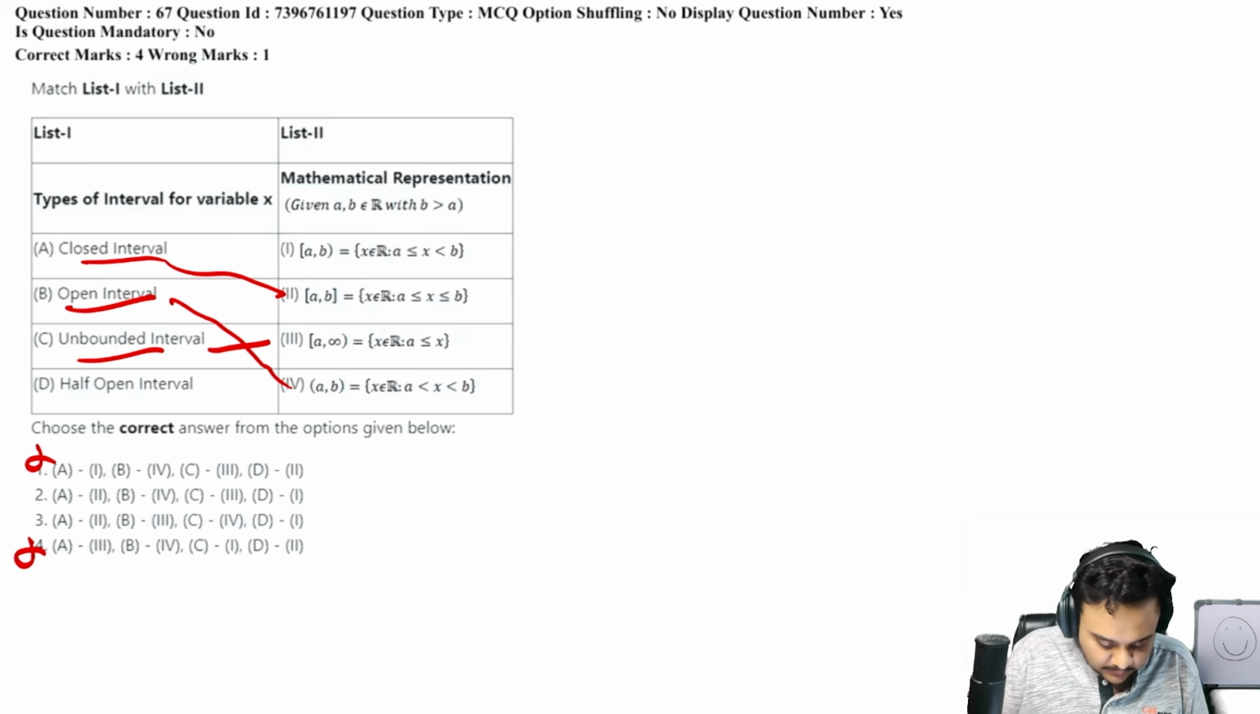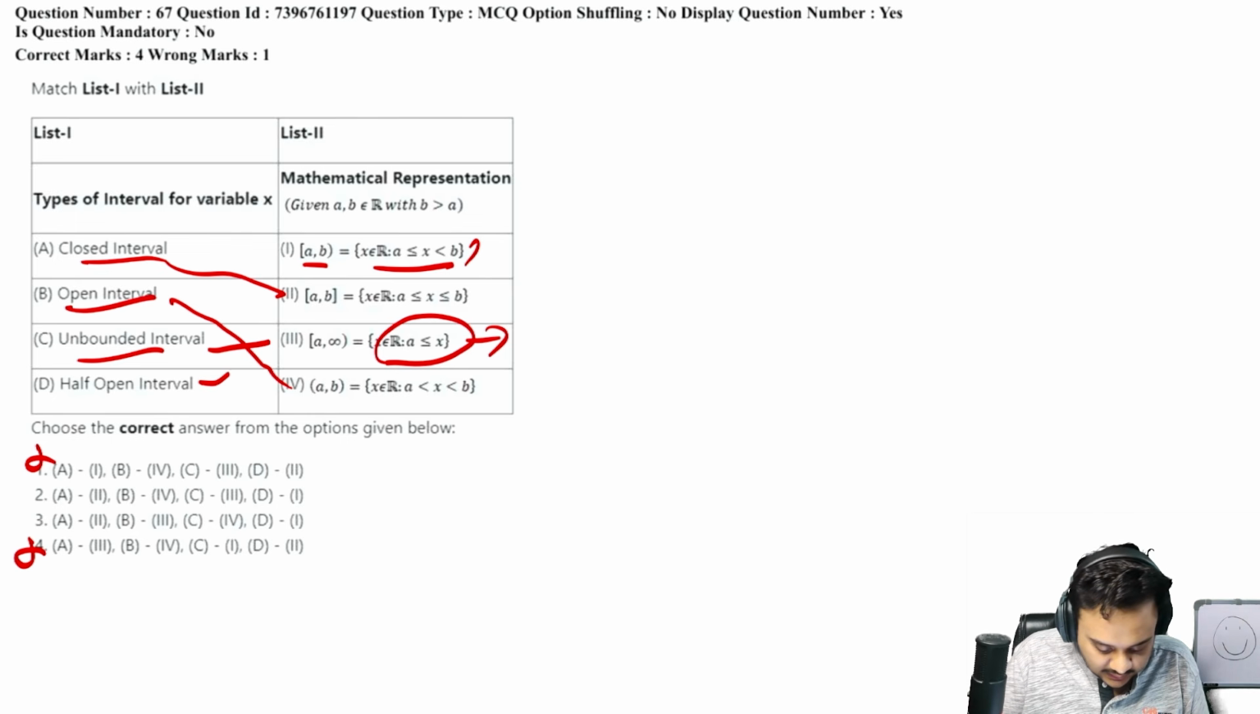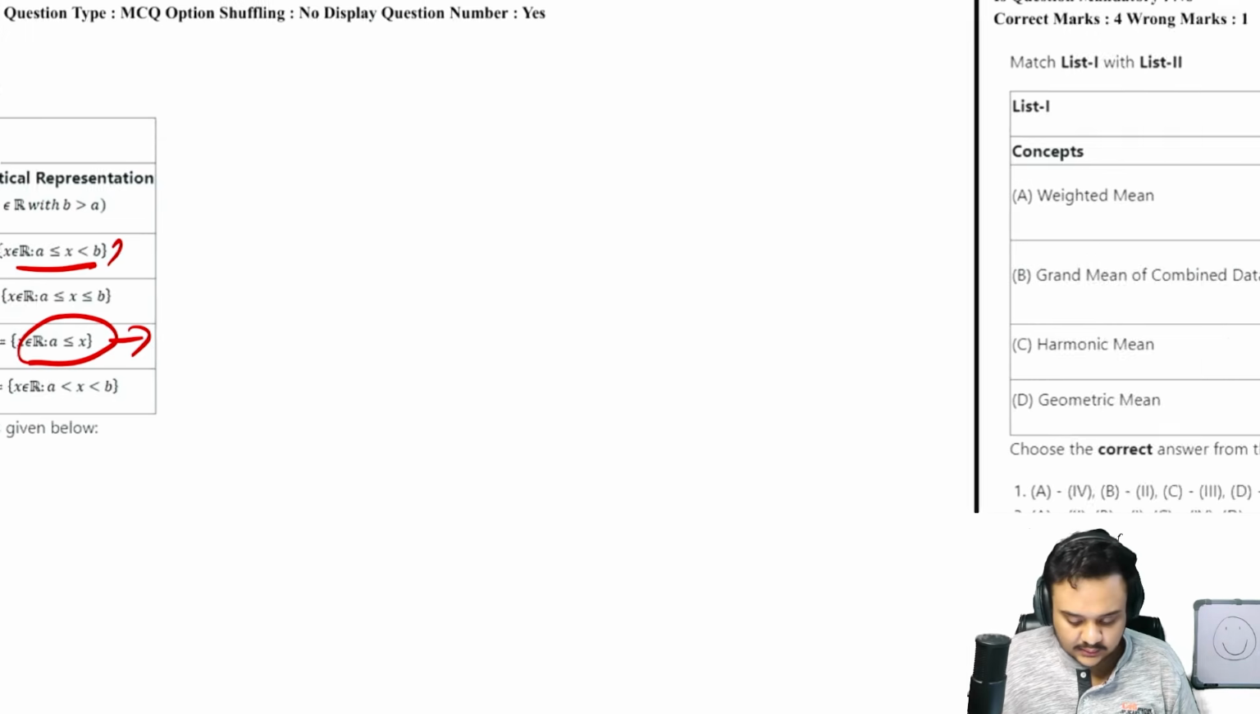This one, because this is bounded at B with its upper limit. But this one is not bounded at all. There is no upper limit on this. So that is why this one is unbounded, and half open is, where is it? It is this one. So C is matched with 3. C is 3. So 2 is your right answer. Very easy. Let us move on.